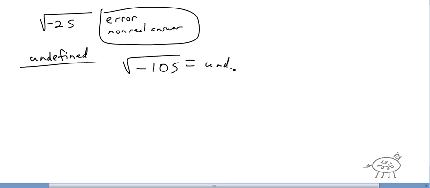What about this? What about negative square root of 25? Well, that's okay. That's like saying negative 1 times the square root of 25, and we already know the square root of 25 is 5, so that's okay. That answer is negative 5 because the negative is on the outside of that square root.